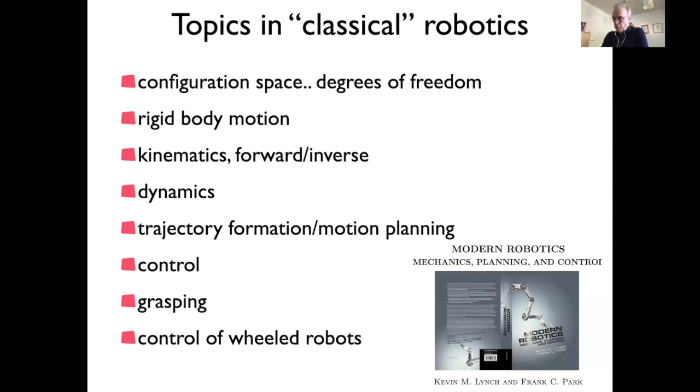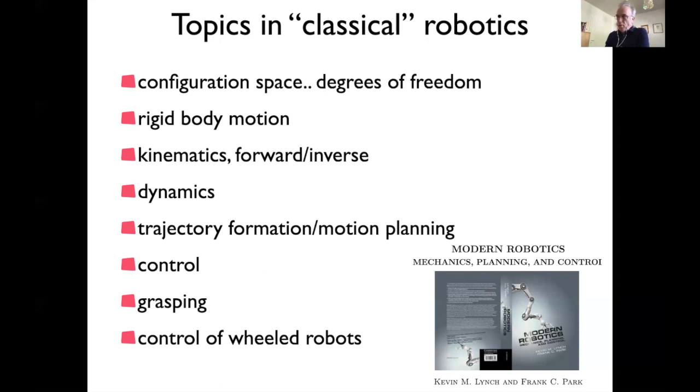controlling these, so making sure that they actually do follow those plans, and maybe there's something about grasping sometimes and something about controlling wheeled robots. So the only topic among those that overlaps with artificial intelligence research is really the motion planning and trajectory formation topic. And so I will not be really talking about these kinds of topics. I just want to make sure that is actually where the bulk of classical robotics is.